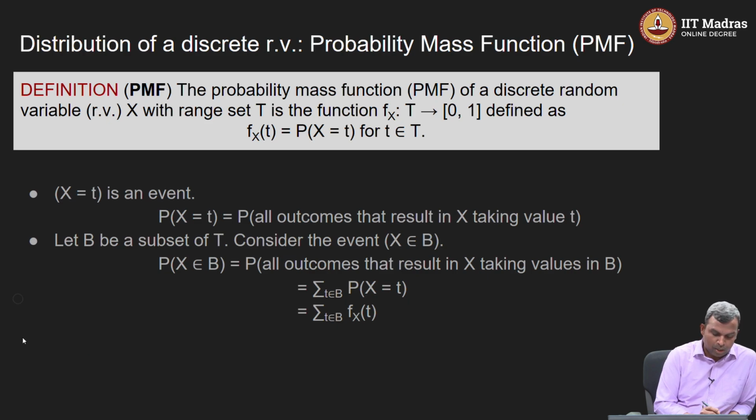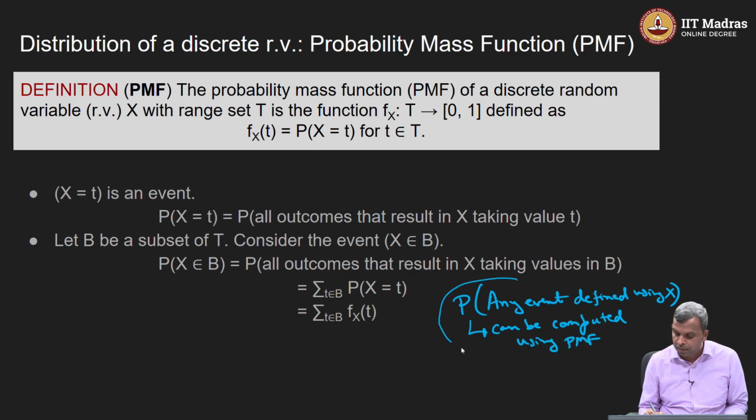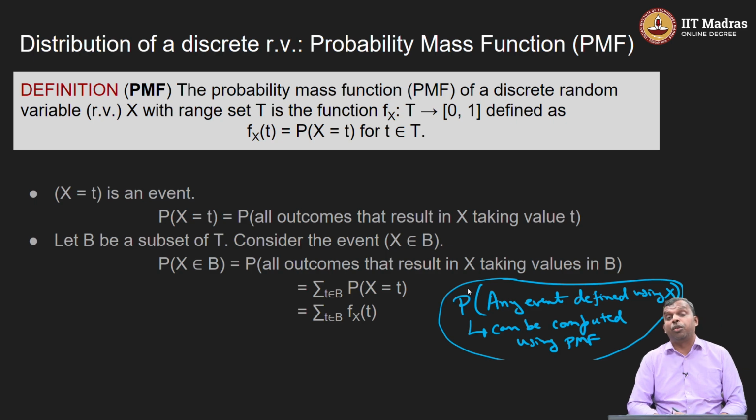The probability of any event defined using x can be computed using the PMF. This is the main story. This is why the PMF is enough to completely specify a random variable. You do not need anything more if you have the PMF.